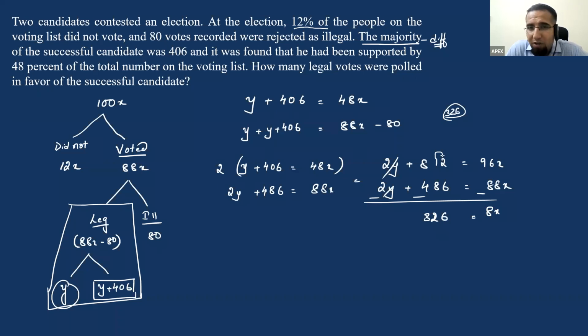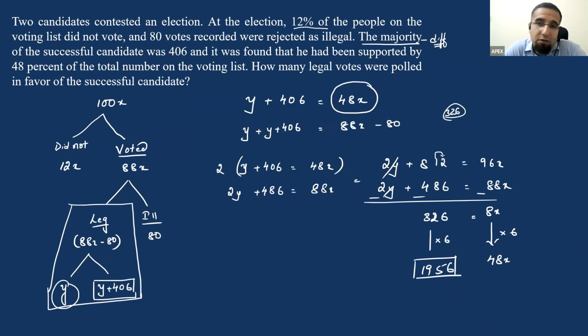Clear? Now let's pause and see what the question is asking us. The question is asking how many legal votes were polled in favor of the successful candidate. Now I know that the successful candidate got 48x votes. So if 8x is equal to 326, I know that 48x will be 8x into 6, which is 326 into 6. 6 6s are 36, 6 I carry 3, 12 plus 3 is 15, 5 I carry 1, and 6 3s are 18, 18 plus 1 is 19. So your answer in this case becomes 1956. Clear? So that should be your required answer.